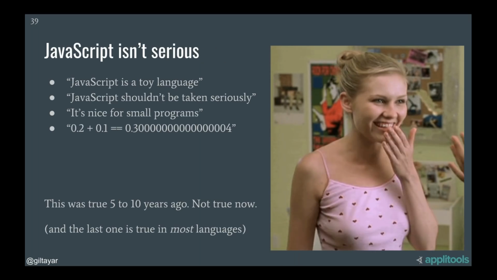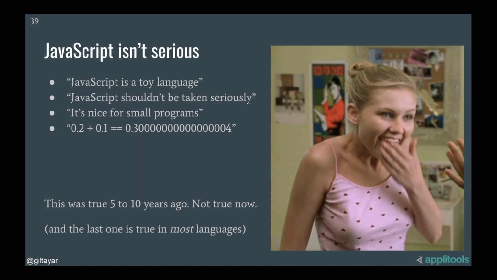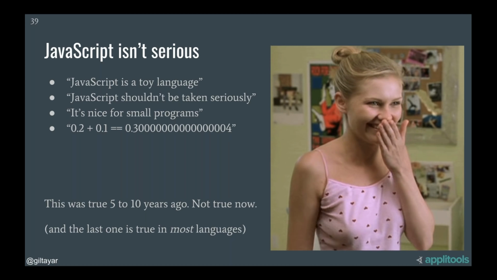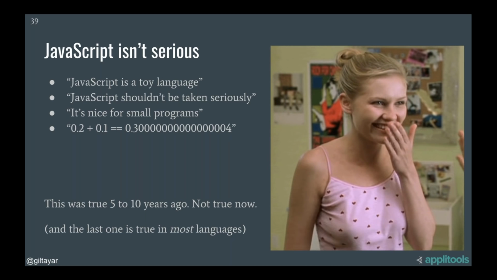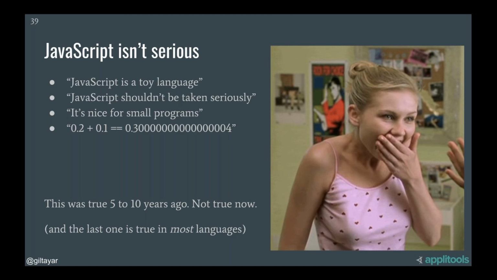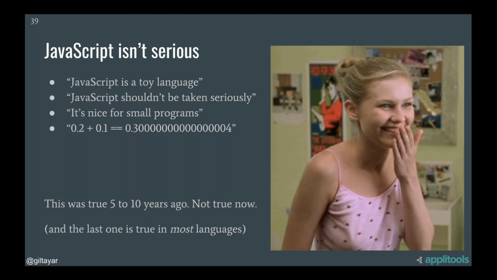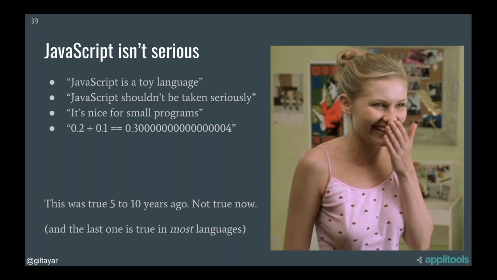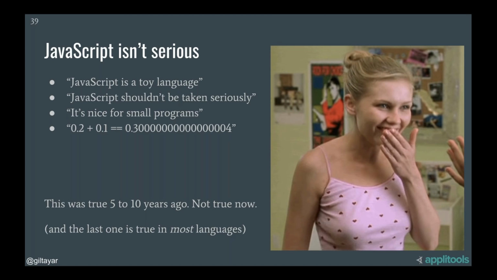And there's this weird view, especially with Java snobs, sorry about that, that JavaScript isn't a serious language. JavaScript is a toy language, and it shouldn't be taken seriously. It's fine for small programs, but once you get to scale and once you have lots of tests, forget about it. Oh, and 0.2 plus 0.1 is this really, really strange number. People always give that example as a reason that JavaScript is a toy language. The first 3 points were true. It was a toy language.